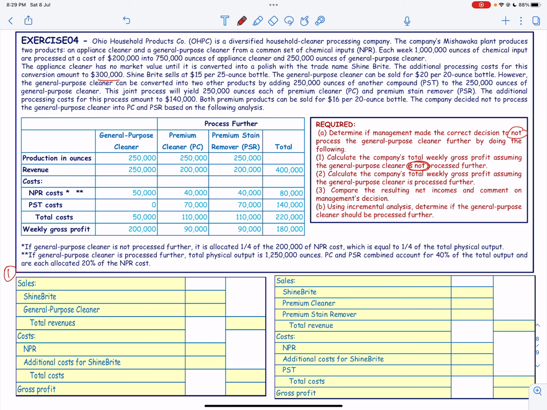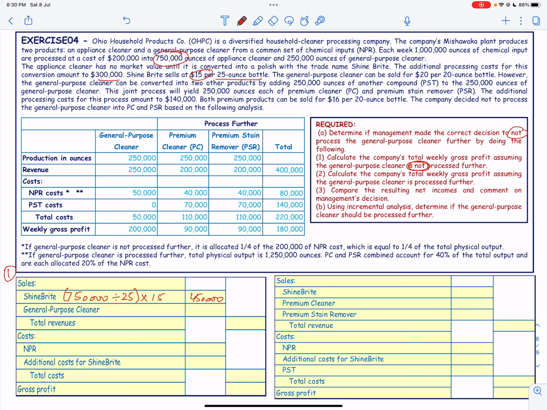We have the production of 750,000 divided by how much? Divided by 25-ounce bottle. This will give us the number of bottles, that is 30,000, and multiplied by the selling price per unit, that is 15. So this will give us 450,000.